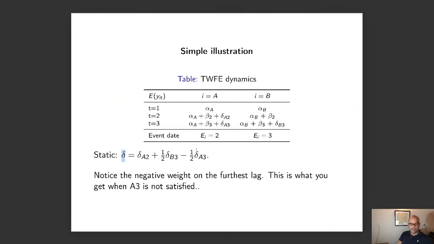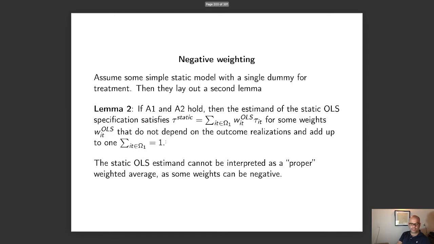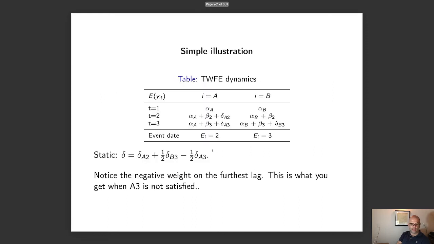This is what you get from the static representation. You get the delta A2, you get the delta A3, you get the beta 3. So you get all three of these, but they're weighted in a weird way. The weights sum to 1. See this? 1/2, negative 1/2, that's 0, weight of 1. Which is what we said over here. They sum to 1. But some of the weights can be negative, like this one.